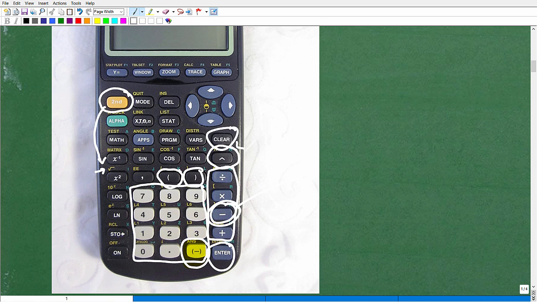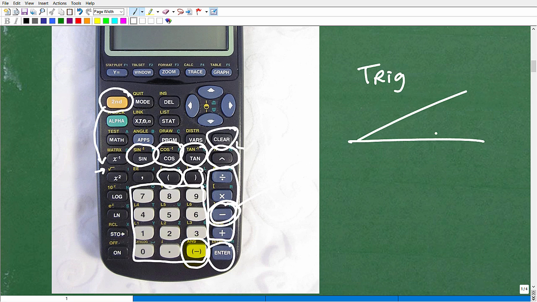But here, let's just identify another button. That's how we clear the calculator, obviously. Now, let's talk about these buttons here real quick. If you don't know what these are, this is sine, cosine, and tangent. This has to do with trigonometry. So we're finding the angle right here, and I have, let's say, a right triangle, and I know this side. Let's say this is 3 and 4. I could find this angle by using the tangent.